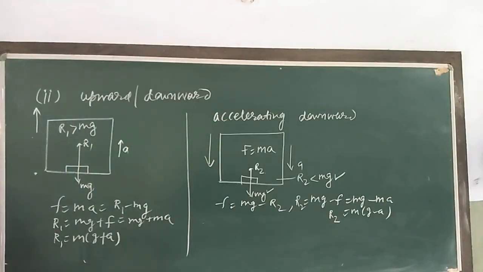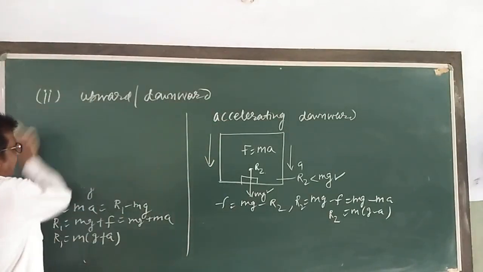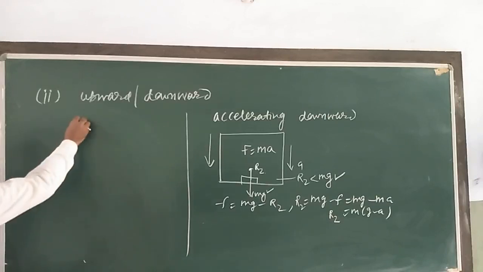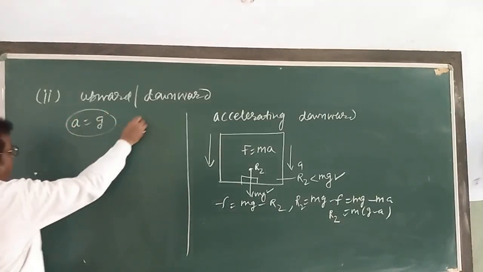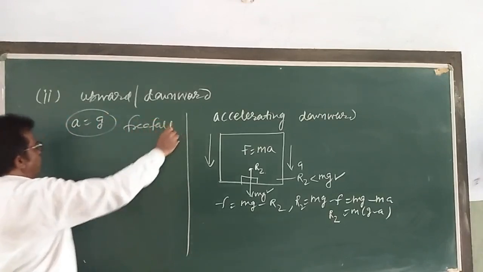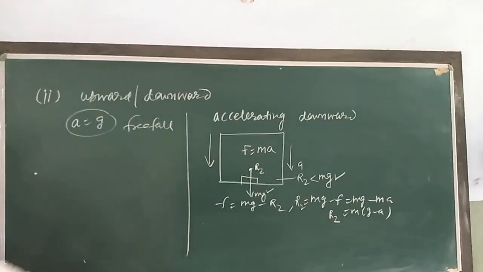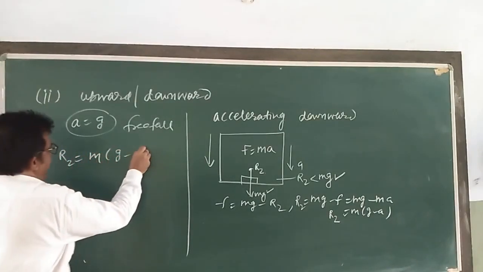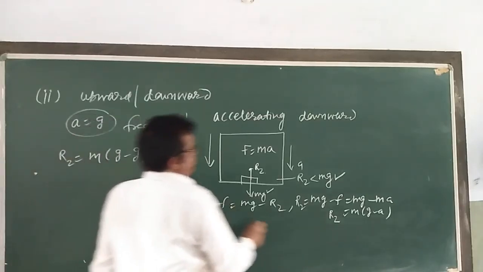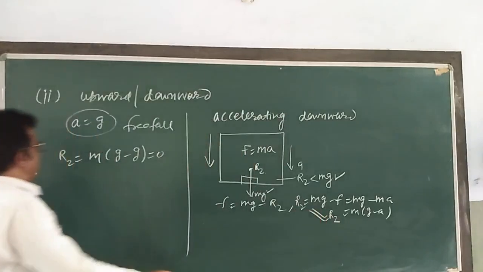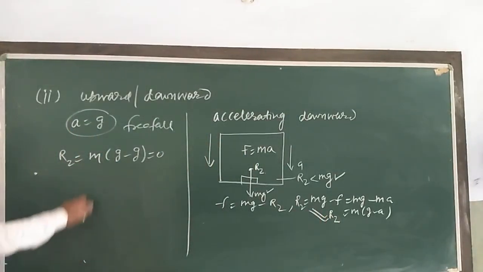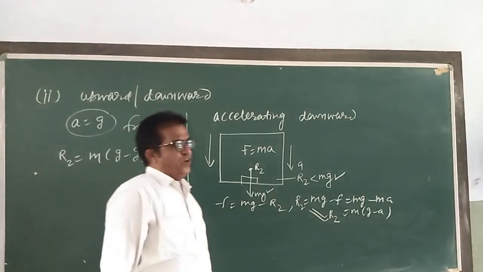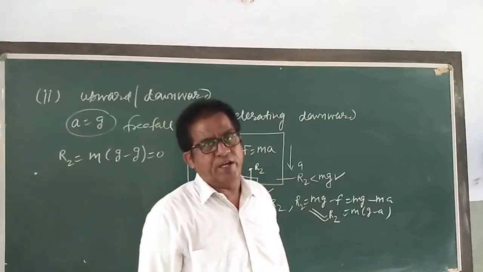In free fall of a body under gravity, one more case we can say, a is equal to g. During free fall, what happened? With this equation, R2 is equal to m into g minus a, put g in place of a as well. That is 0. With the help of this equation, R2 becomes 0. Apparent weight of the body becomes 0, or the body becomes weightless.